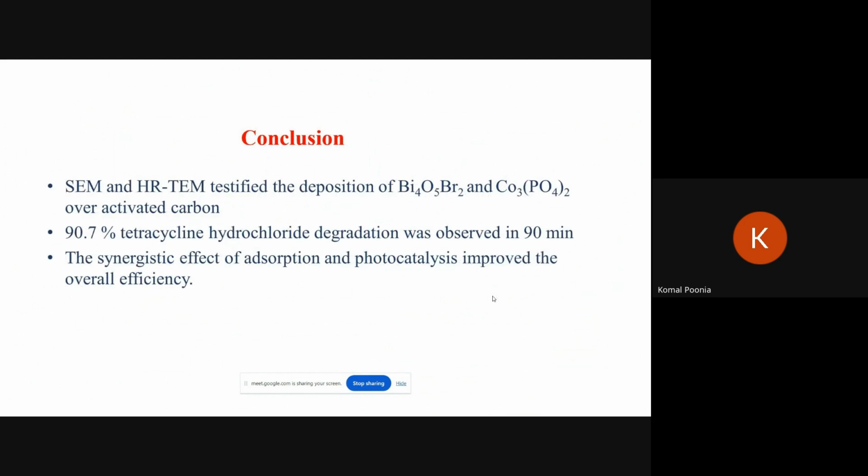So the conclusion is that SEM and HRTEM analysis confirmed the deposition of bismuth oxybromide and cobalt phosphate over activated carbon, and the whole nanocomposite further showed 90.7% tetracycline degradation, observed in 90 minutes, which was attributed to the synergistic effect of adsorption and photocatalysis.